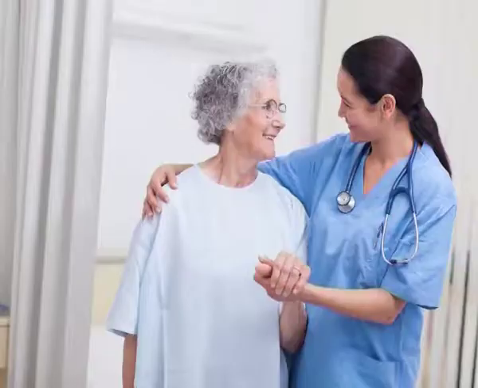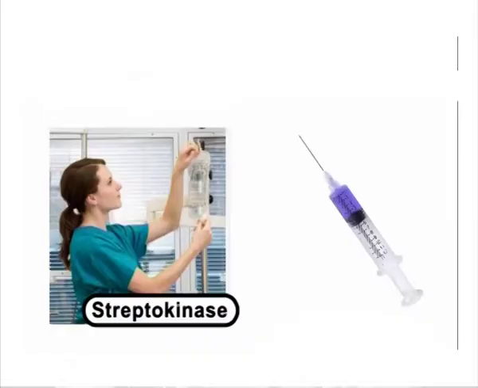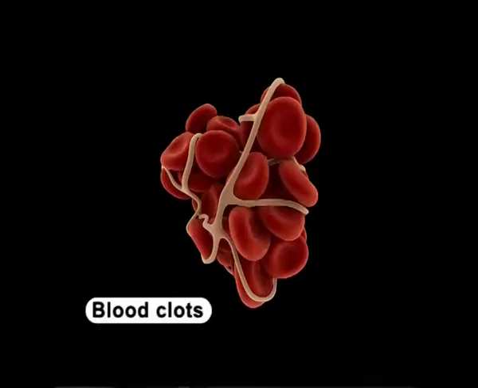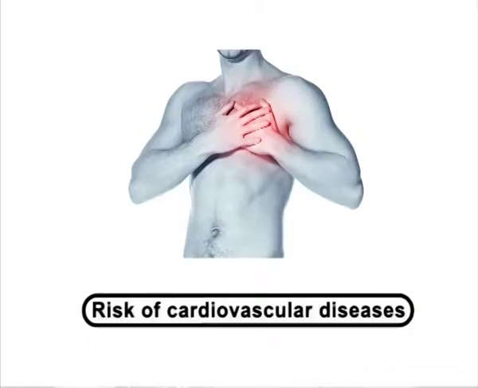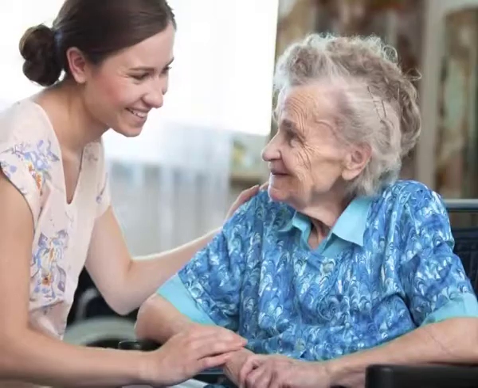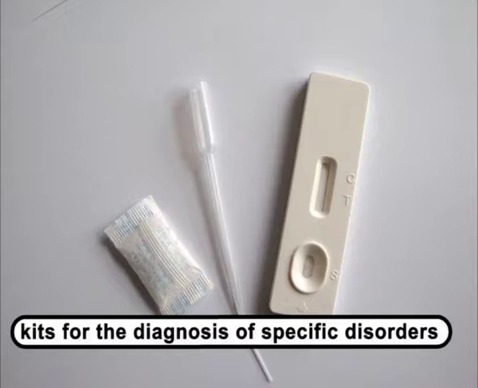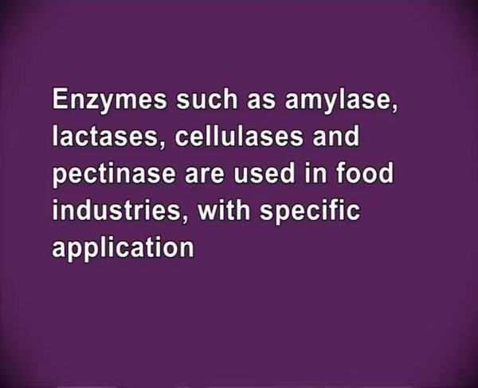Apart from applications in several industries, enzymes have been used in therapeutic and medical applications. Enzymes such as streptokinase have been used to remove blood clots, which reduces the risk of cardiovascular diseases. Enzymes such as papain are orally administered after food for easier digestion in old geriatric patients. In the pharmaceutical industry, enzymes are used for the production of antibiotics and kits for the diagnosis of specific disorders. Enzymes such as amylases, lactases, cellulases and pectinases are used in food industries with specific applications, as depicted in table number 4.